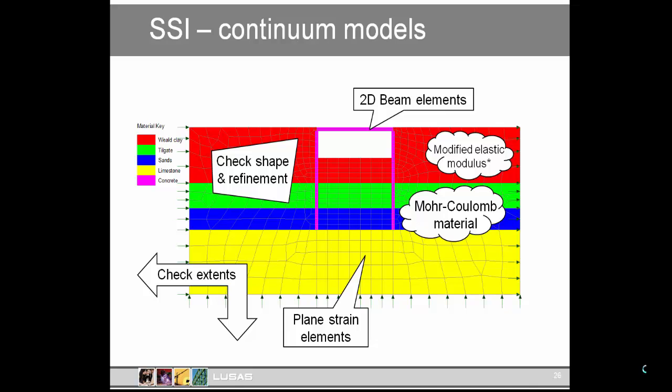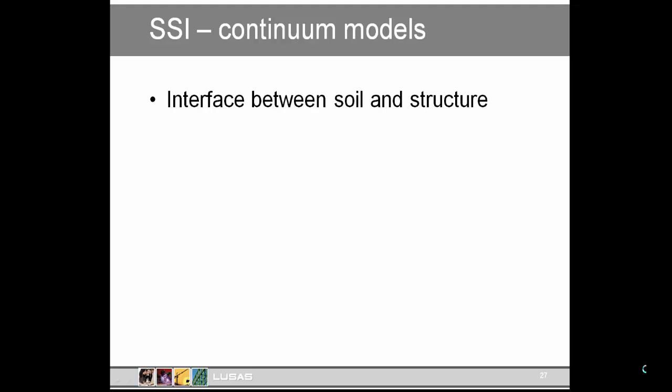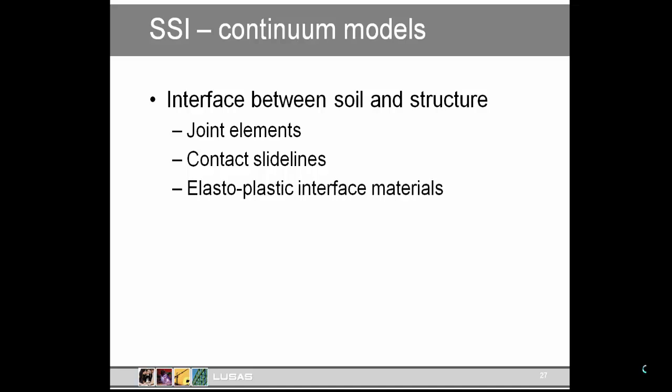The other considerations in our model would include how to represent the interface between the soil and the structure. Now for this, you need software which will allow you to select either joint elements, contact slide lines, or elastoplastic interface materials. Any of these can be suitable. The crucial consideration in modelling here is usually the back of wall friction angle, delta.